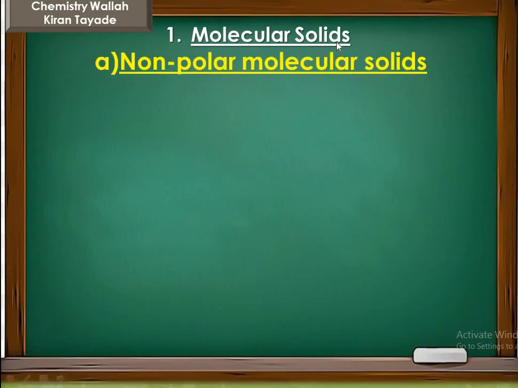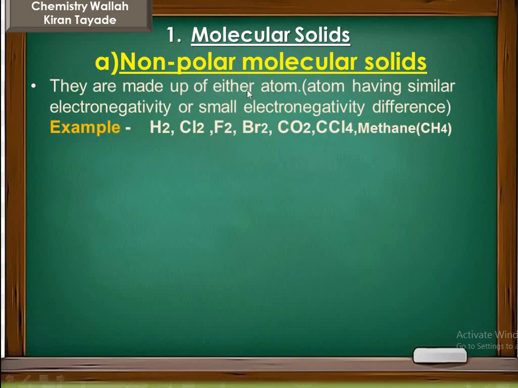In that, non-polar molecular solids are made up of atoms having similar electronegativities or a small electronegativity difference between them. We see examples of non-polar molecular solids: H2, Cl2, F2, Br2, CO2, CCl4, methane. All are examples of non-polar molecular solids.